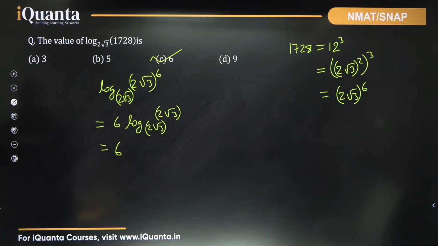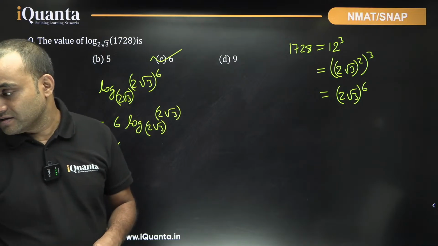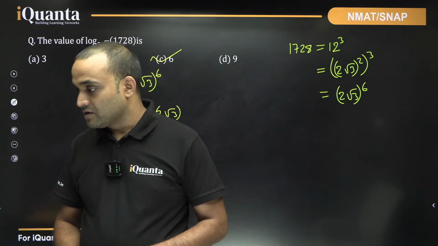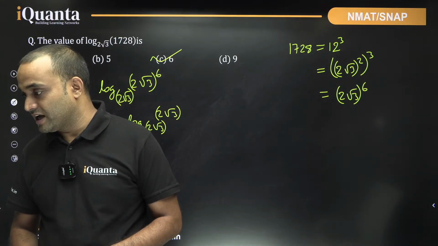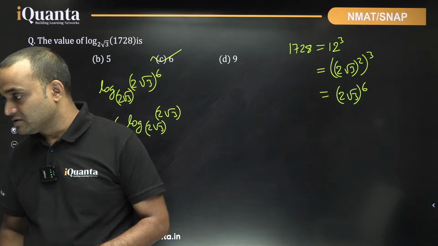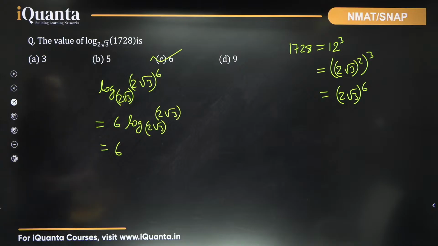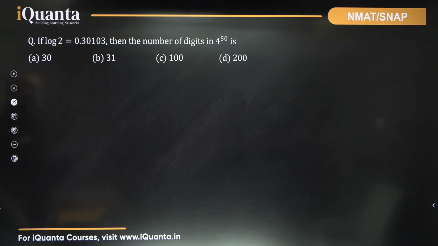So lots of you got this correct. Shardul, Paris, Rubal, Siddhant, Bhavana. Yes, Arpit, 2 root 3 is the base value. Nikita also got this correct. Let's try the next one.